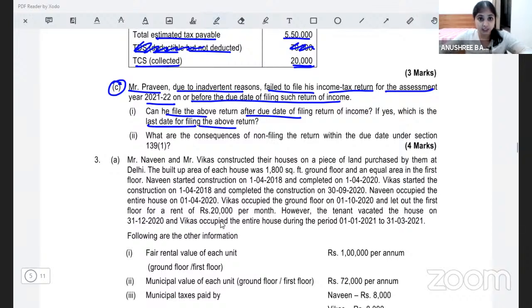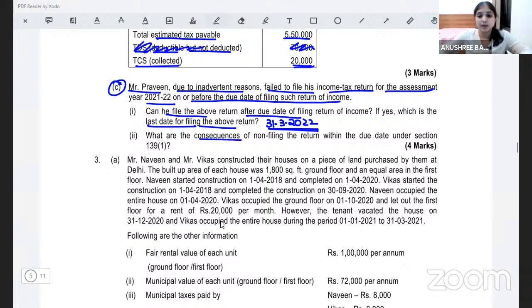If you don't file your return on time, yes, you can file a belated return. You can file a late return. The last date for that will be the last date of the assessment year. Assessment year 21-22 we are talking about. So the last date will be 31st March 2022. So in case my assessee does not file the return of income on time, yes, he can file a belated return. For belated return, the last date would be the end of the assessment year.